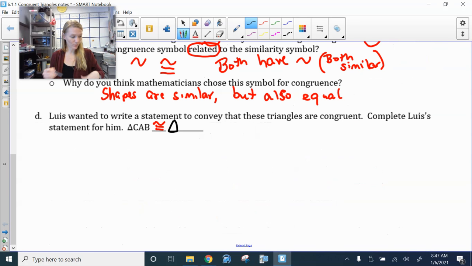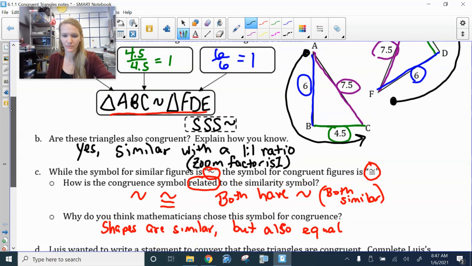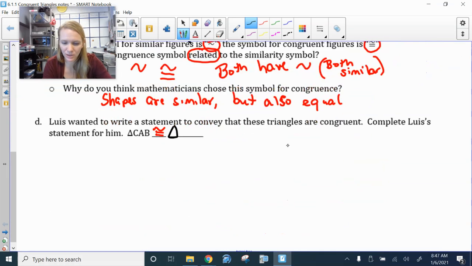And now we have to think about what order he went in to make sure that we follow the same order. So CAB, let's take a look here. I'm going to just redraw this really quick. I'm sure it's easier for you guys. So his looks like this. There's his CAB.